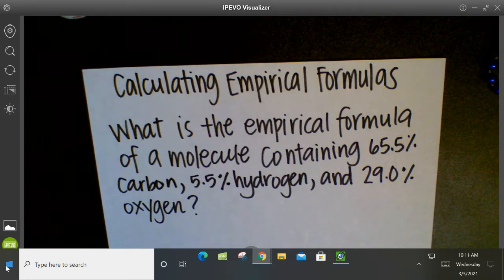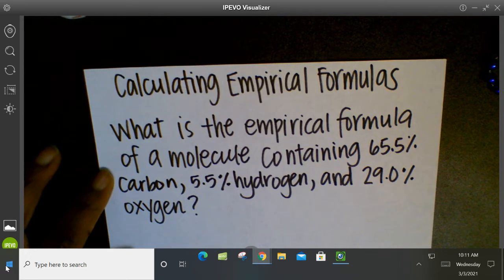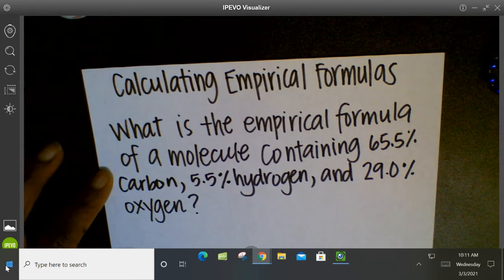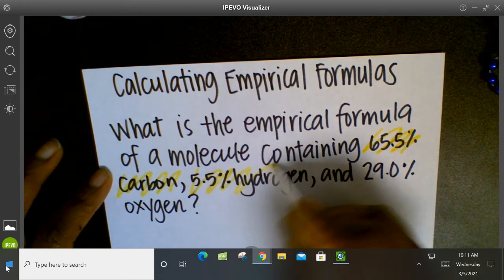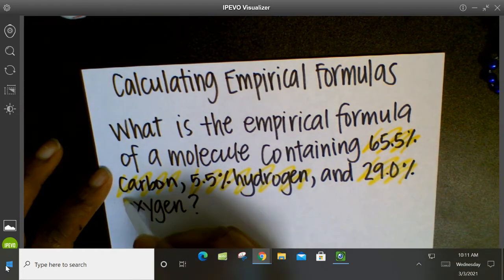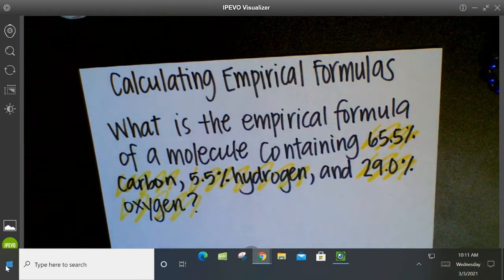In this video, we are going to calculate empirical formulas for compounds using either masses that we're given or the percentages of each element that we are given. And so in this example, we are asked to find the empirical formula of a molecule that contains 65.5% carbon, 5.5% hydrogen, and 29% oxygen. All right. So how can we calculate the empirical formula for something if we're given the percentages?